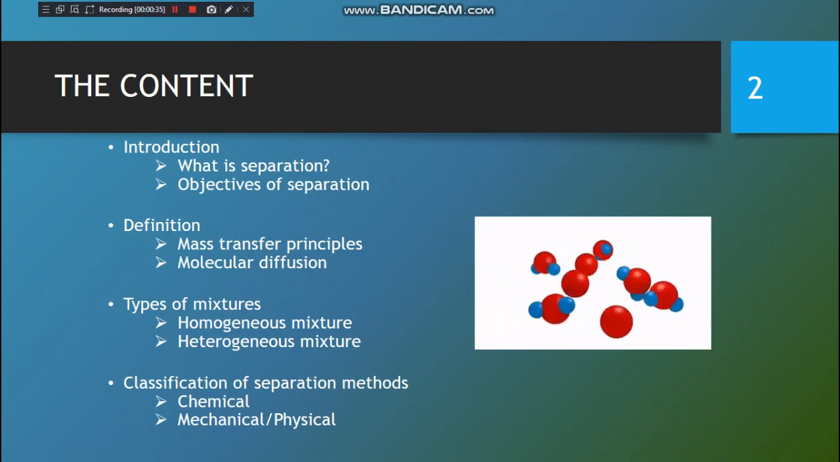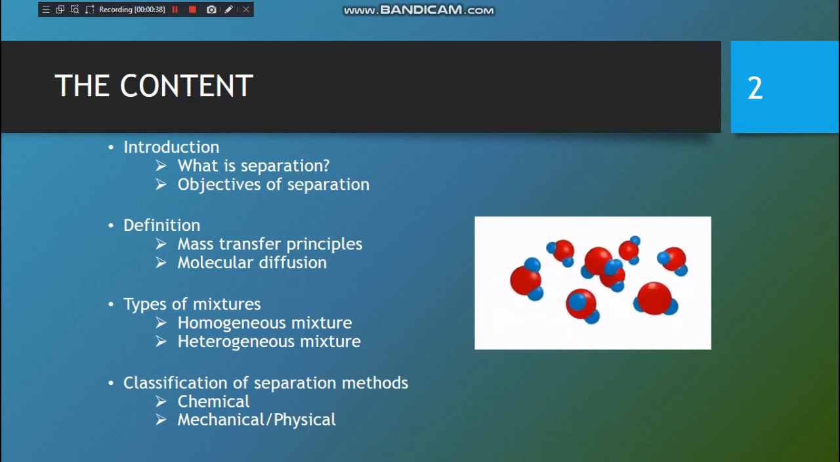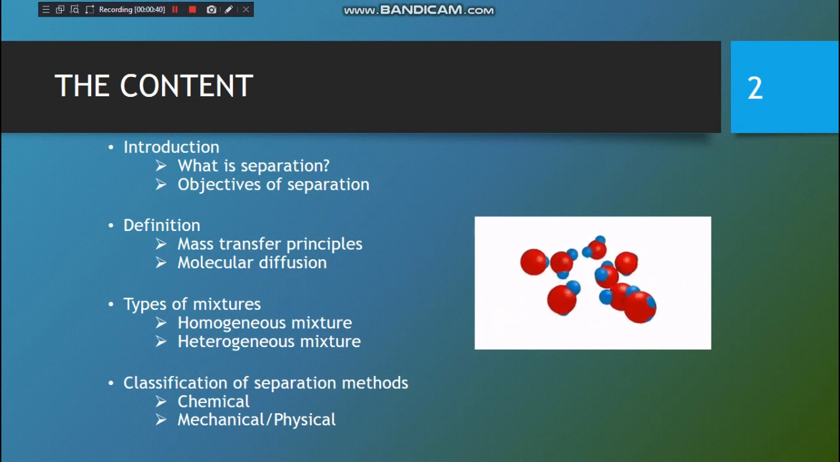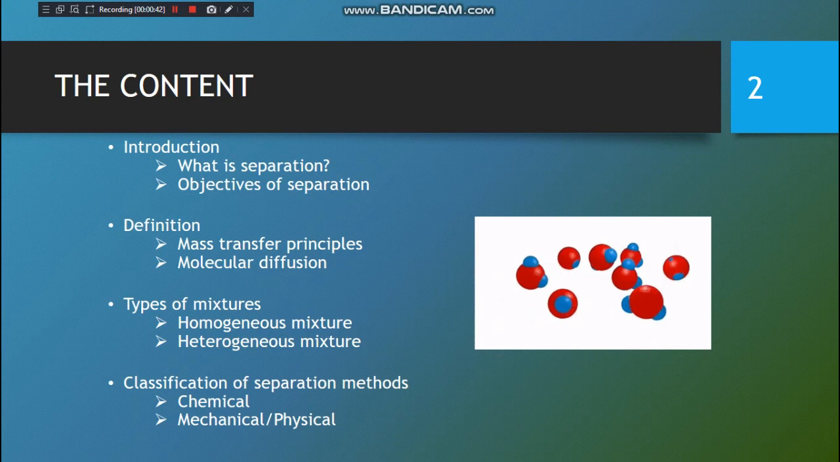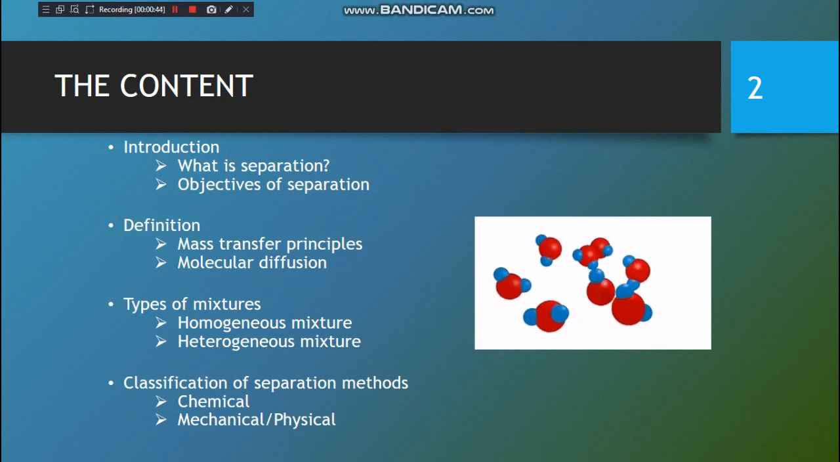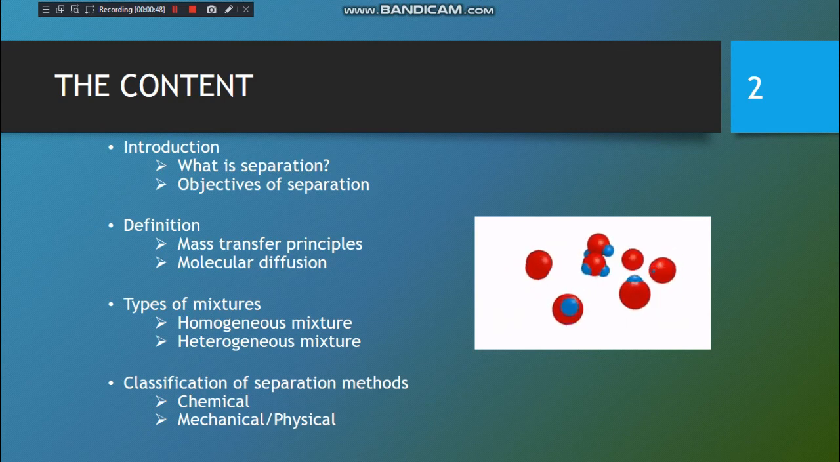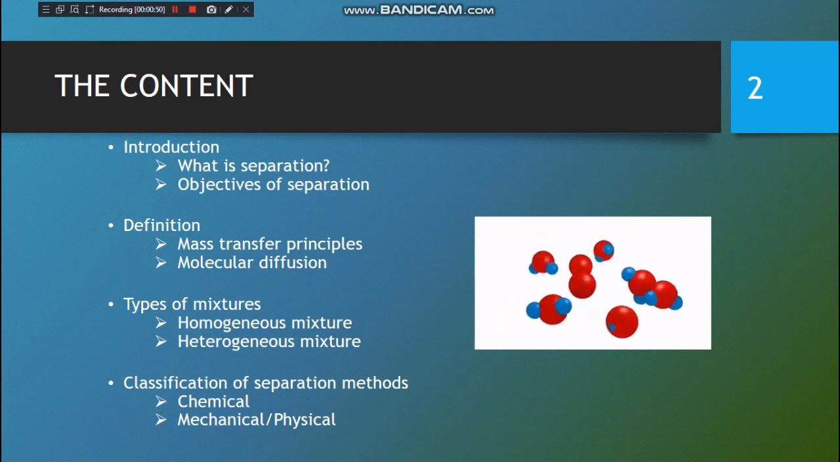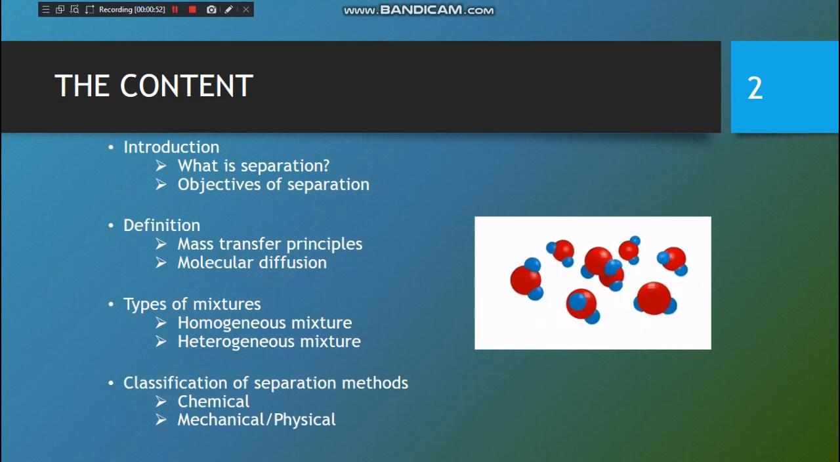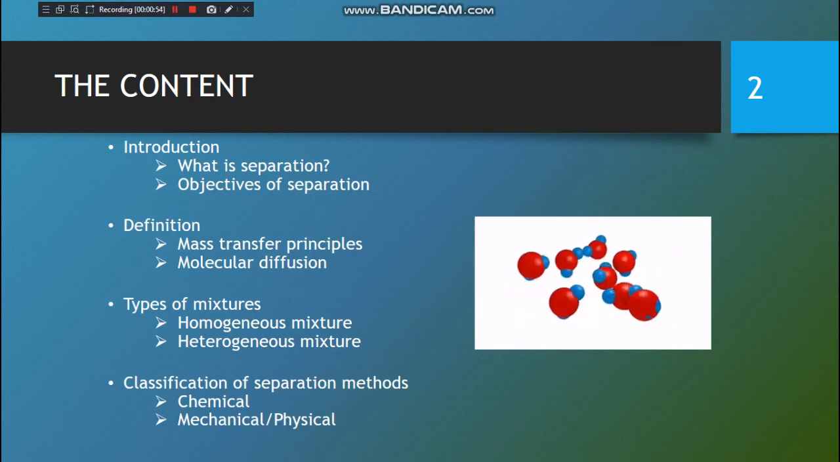The third one is types of mixtures. We will touch on the two types of mixtures, homogeneous mixtures and heterogeneous mixtures. And the last one, we will touch a little bit on the classification of separation methods, which is for chemical separation as well as mechanical and physical separation methods.